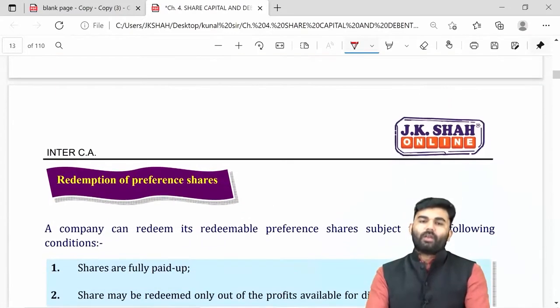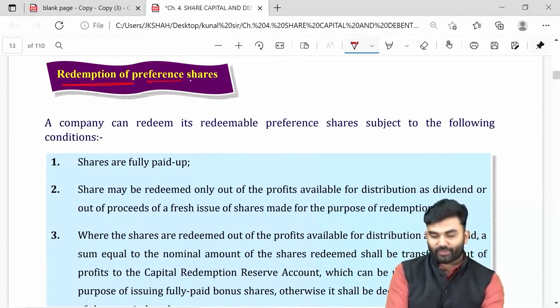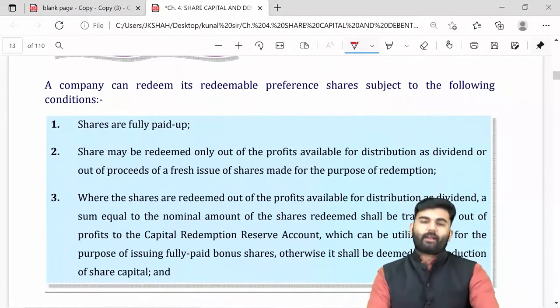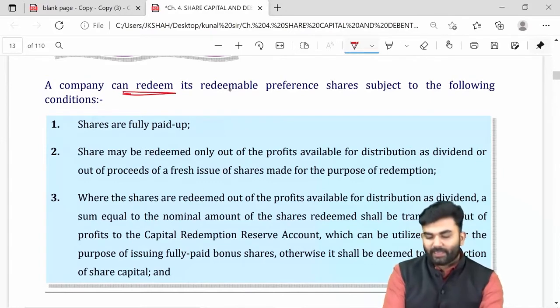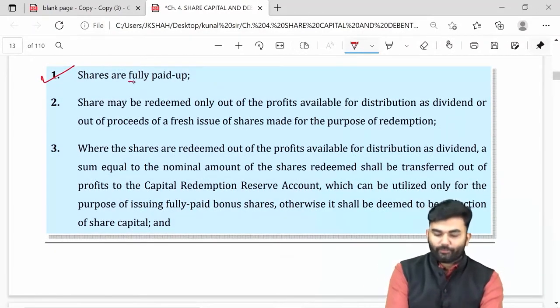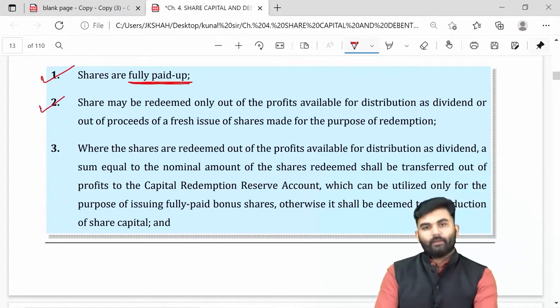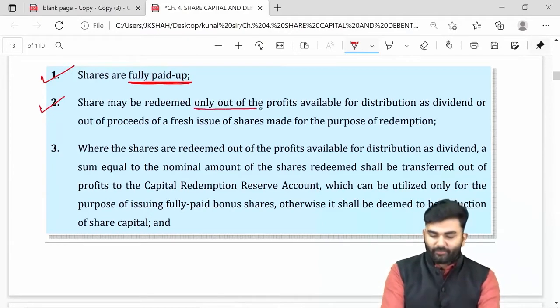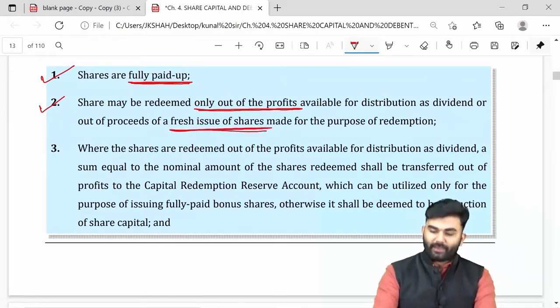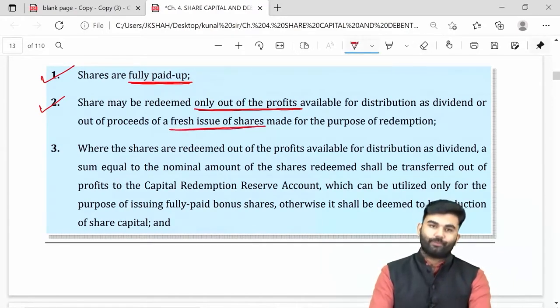So we have understood the issuance of preference shares. Now let us understand the redemption of preference shares. Whenever a company is going to redeem its redeemable preference shares, only those preference shares can be redeemed which are fully paid up. The lawmaker says that the company can redeem preference shares either from the profits or through a fresh issue.